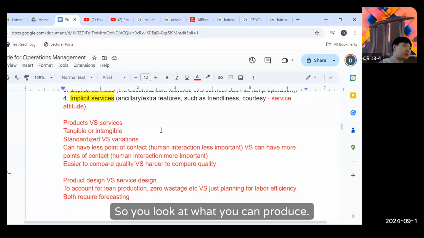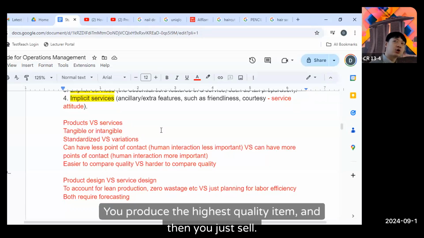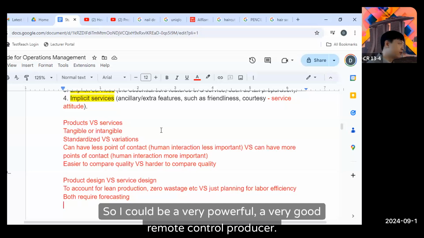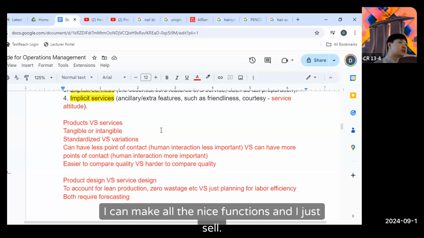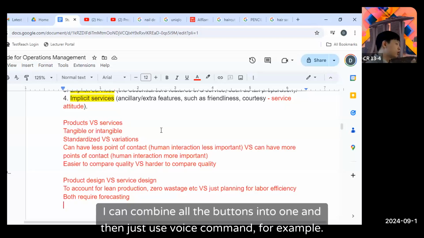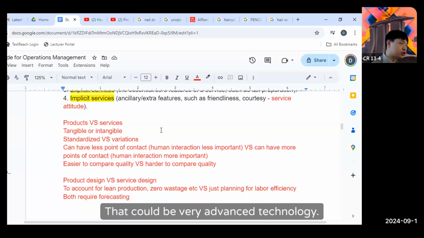So you look at what you can produce, you produce the highest quality item, and then you just sell. So I could be a very good remote control producer. I can make all the nice functions and I just sell. I can combine all the buttons into one and then just use voice command, for example. That could be very advanced technology.